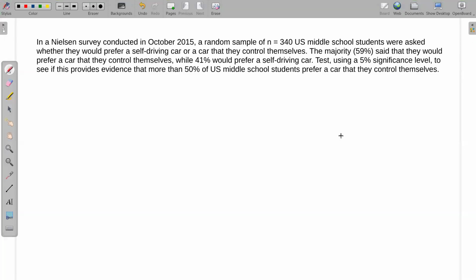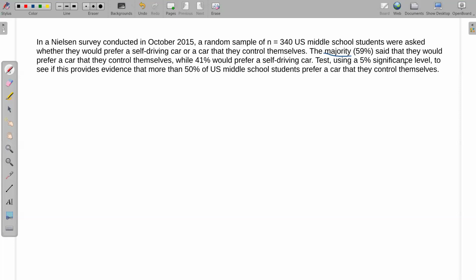Let's look at a hypothesis test where we'll apply the central limit theorem. So here we have a Nielsen survey, sample size 340 US middle school students, about whether they prefer a self-driving car or a car they drive themselves. Majority, interesting, majority, 59% said that they would prefer a car that they control themselves. 41% prefer a self-driving car.